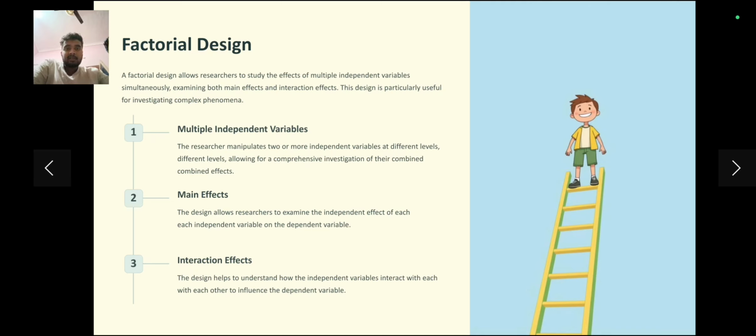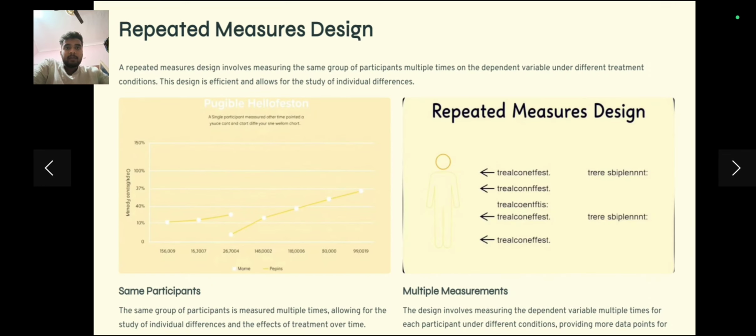Multiple independent variables. The researcher manipulates two or more independent variables at different levels, allowing for comprehensive investigation of their combined effects. Main effects. The design allows researchers to examine the independent effect of each variable on a dependent variable. Interaction effects. The design helps to understand how the independent variables interact with each other to influence the dependent variable.